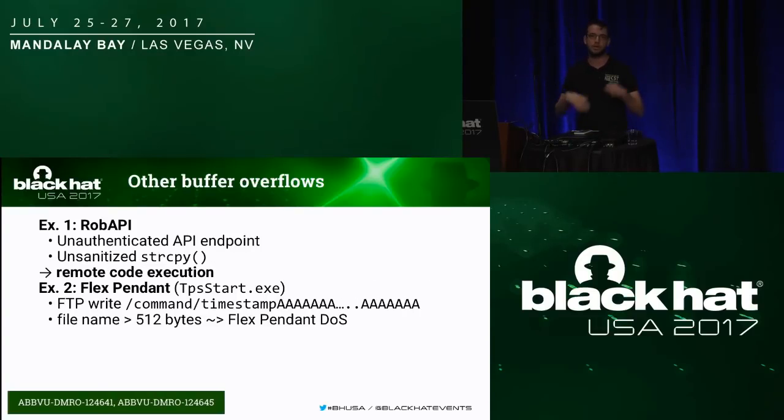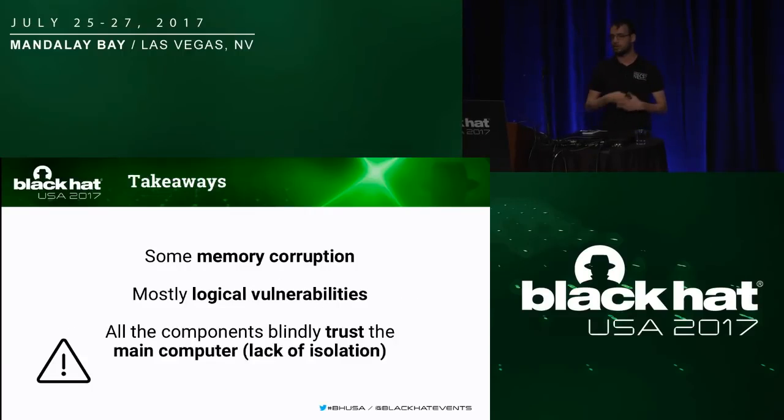This is not the only parsing routine or security critical routine. We also found stack corruption vulnerabilities in other points. One is in the parsing of the Rob API protocol. There is an unsanitized string copy from a parameter of the protocol to the stack, and also in this case we can have remote code execution. Or also in the boot of the Flex pendant. In the code that manages the boot of the Flex pendant, there is yet another buffer overflow that will allow us to perform a denial of service, for instance.